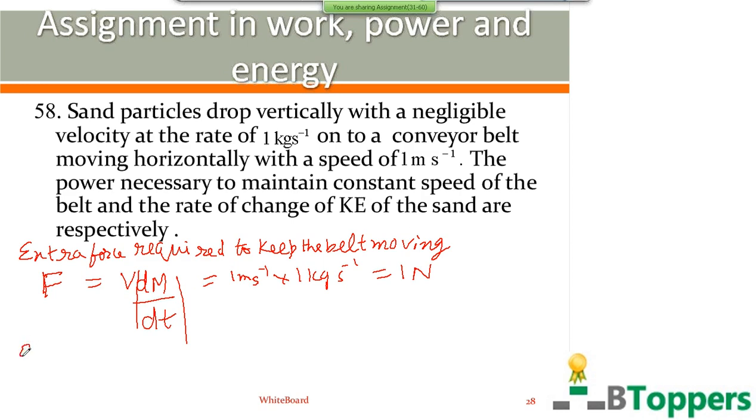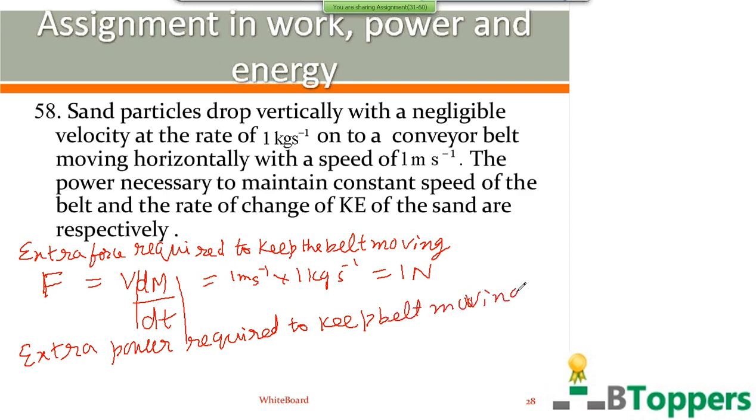So extra power necessary to keep the belt moving is equal to the magnitude of the extra force applied to keep the belt moving into the magnitude of velocity of the belt. That is 1 newton into 1 meter per second. That will be equal to 1 watt. So that is one of the answers.